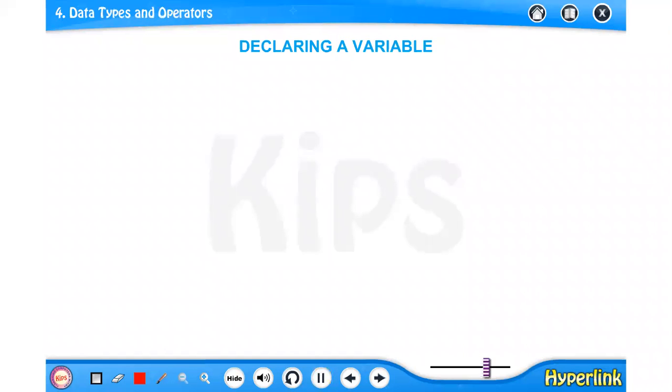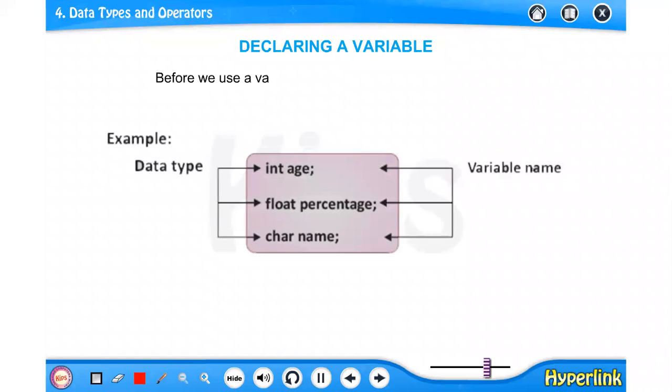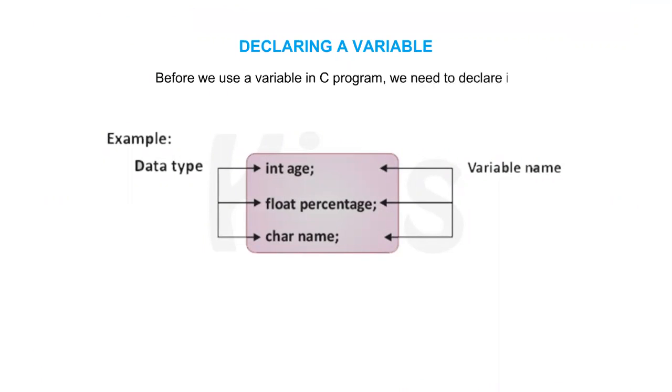Tell you how to declare a variable. Before we use a variable in a C program, we need to declare it. To declare a variable, we need to follow a particular syntax. Syntax of declaration of a variable. Students, let us know more.